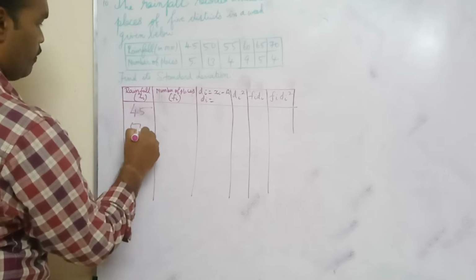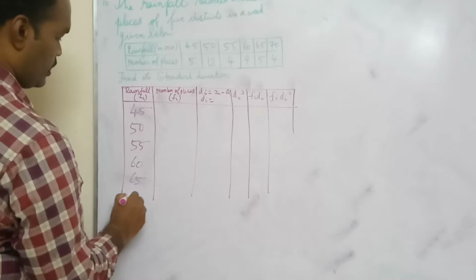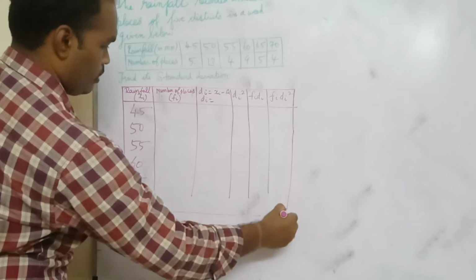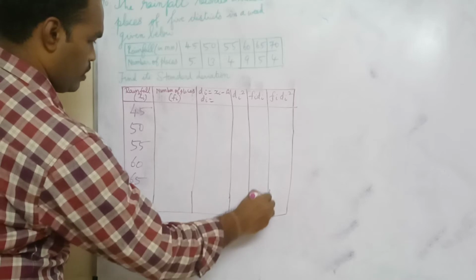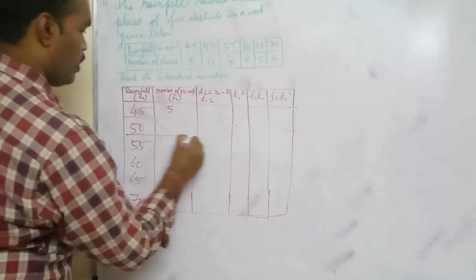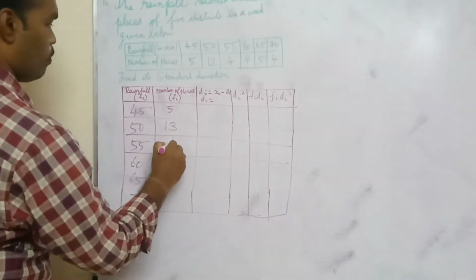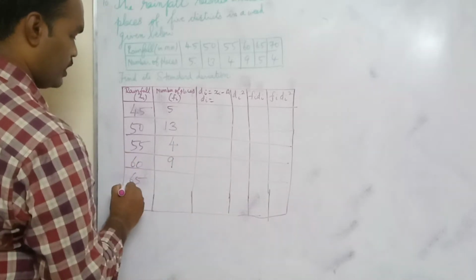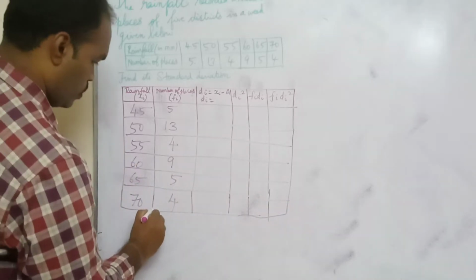Now the rainfall values are 45, 50, 55, 60, 65, 70. For 45, how many places? 5. For 50, 13. For 55, 4. For 60, 9. For 65, 5. For 70, 4.